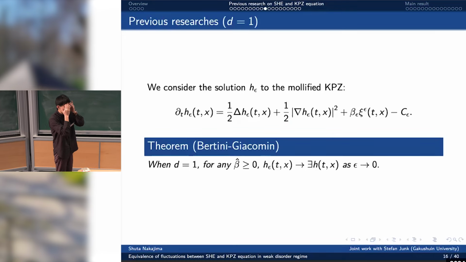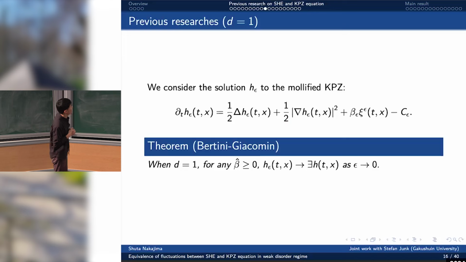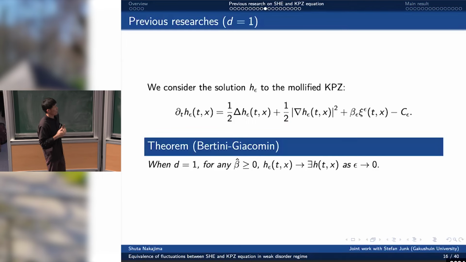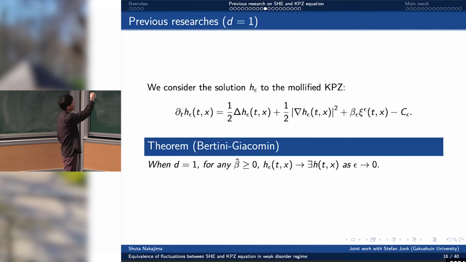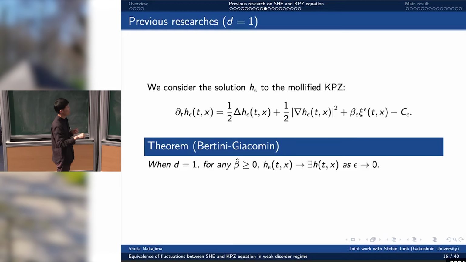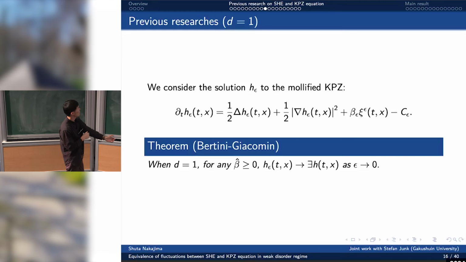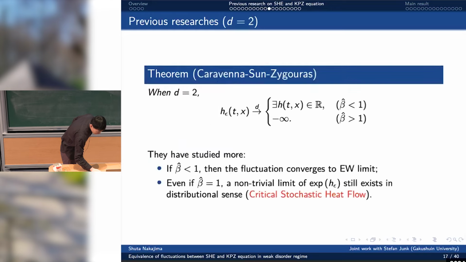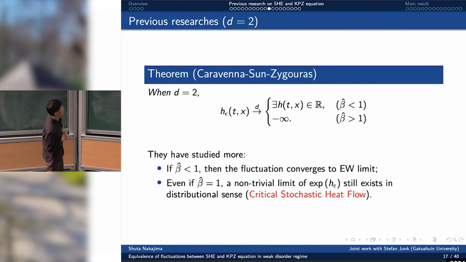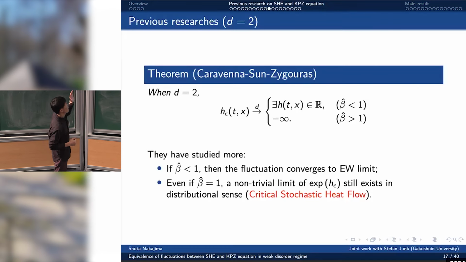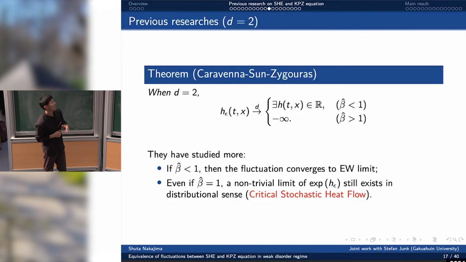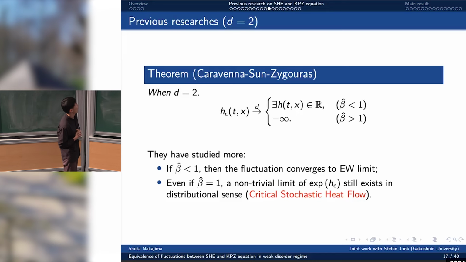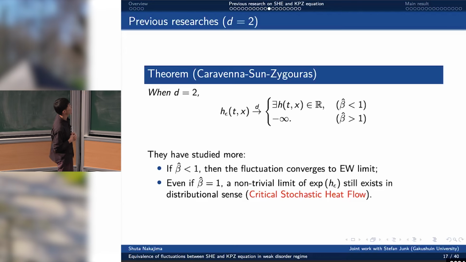Let me explain some previous research for the 1D and 2D cases. For 1D, it is well known that we can construct a solution. In fact, for any beta hat larger than zero, H epsilon converges to a non-trivial random function. Since it has appeared many times, I will safely skip it. The dimension 2 case has a kind of transition. If beta hat is less than 1, then H epsilon converges to some random variable for fixed t and x. And if beta hat is larger than 1, then H epsilon diverges.